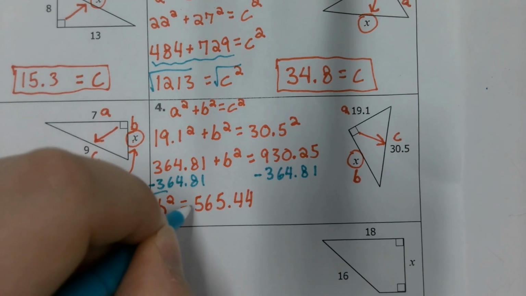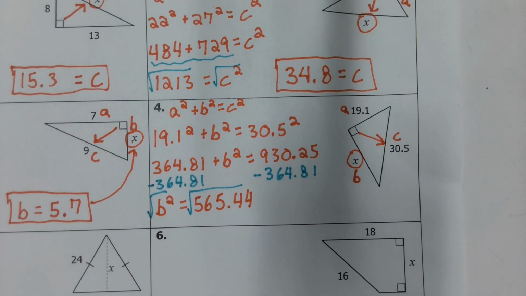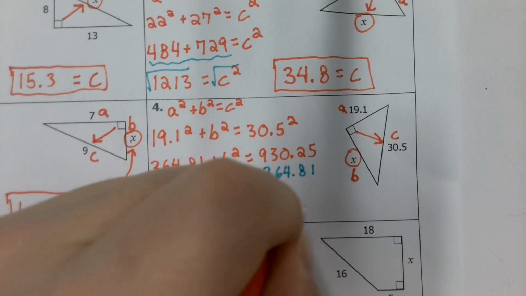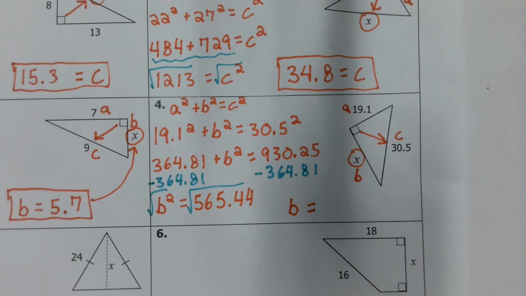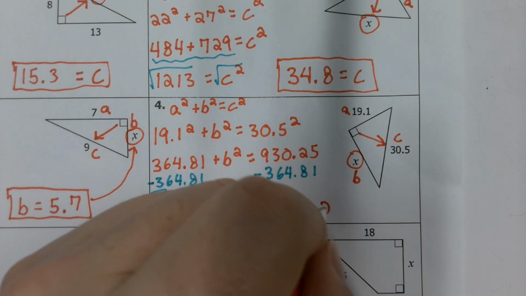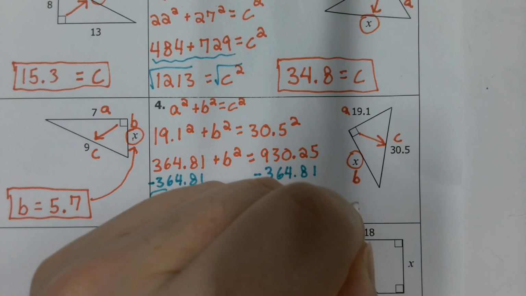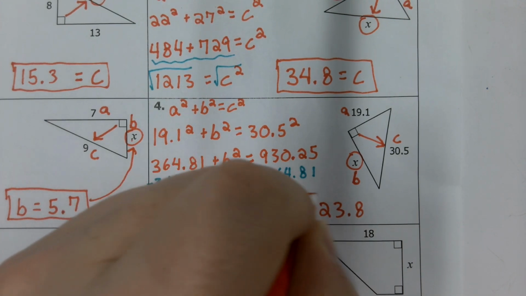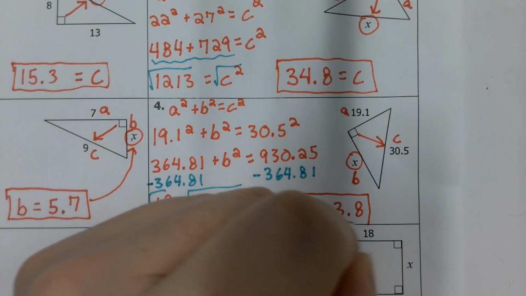Take the square root of both sides, leaving us with b equals the square root of 565.43, which is about 23.8 if I round.